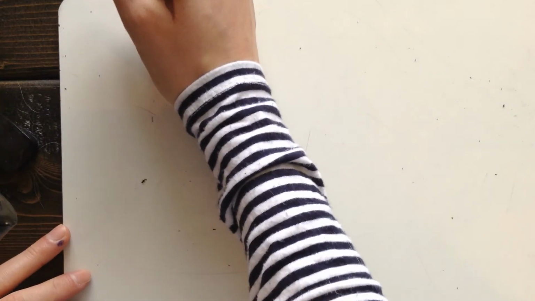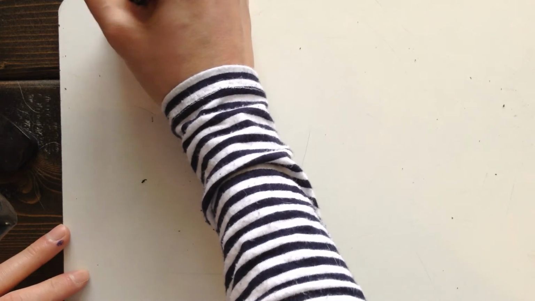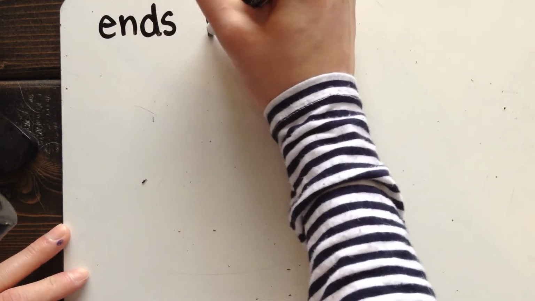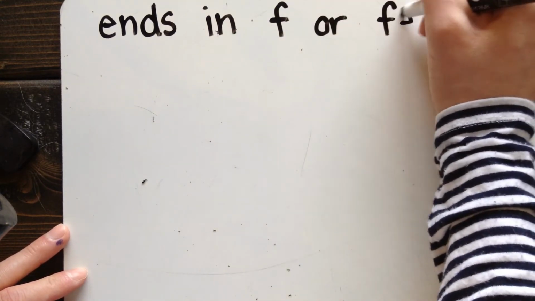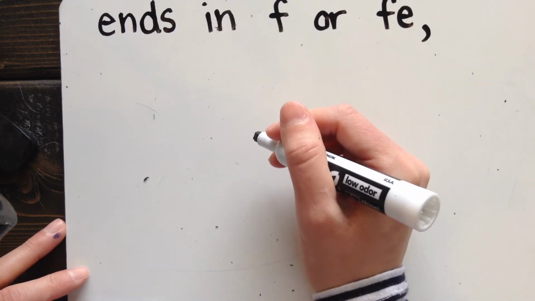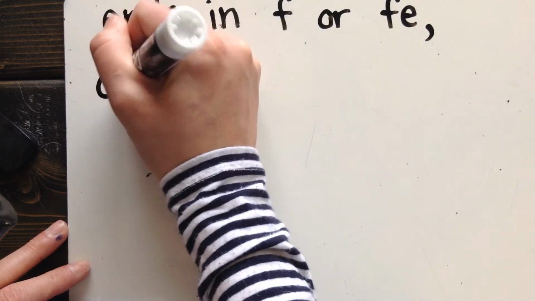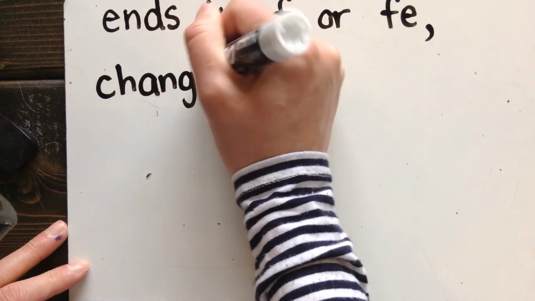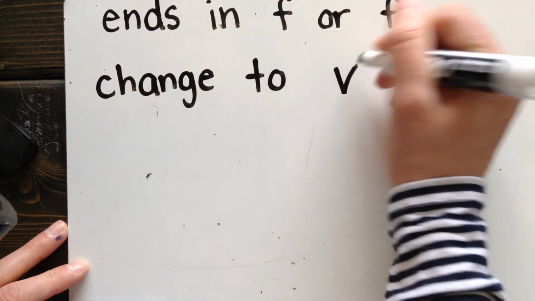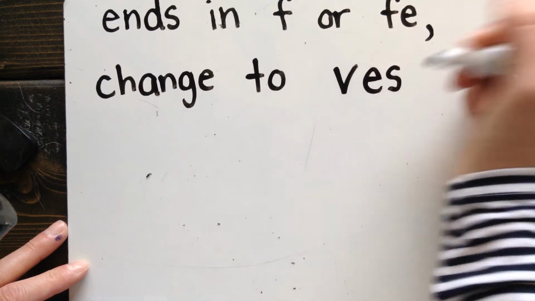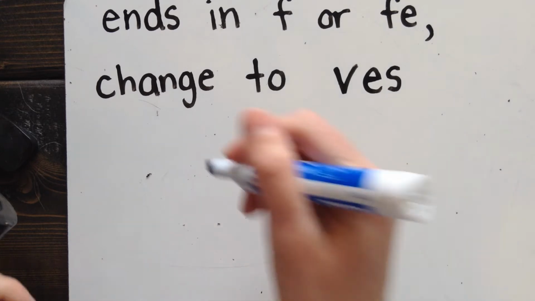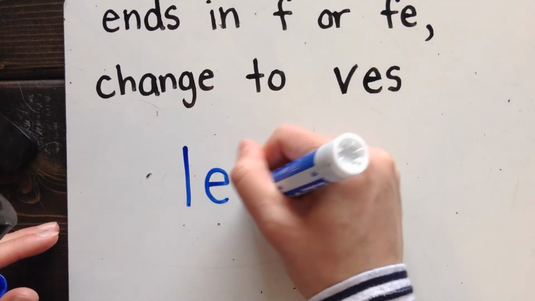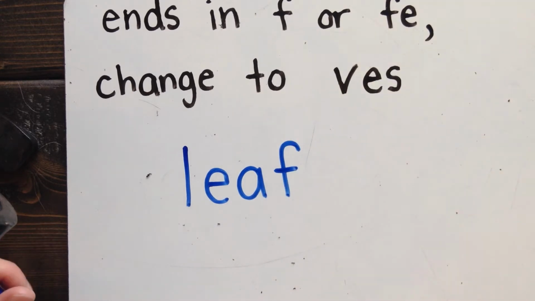Now, if your noun ends in f or fe, then you need to change to ves. Let's look at an example of this. Here's a noun. It's a thing. It says leaf. There is a leaf on the ground.